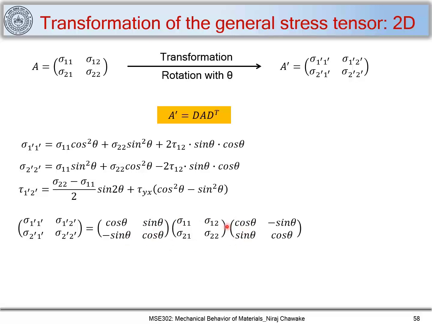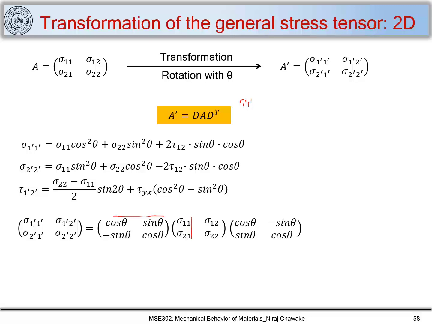So let's do it for sigma 1 dash 1 dash to appreciate that we can get the transformed stress state using the matrix of direction cosines and the stress matrix. So let's do that. Let me write it down. We are solving it for sigma 1 dash 1 dash. Okay, so let's multiply this by this.